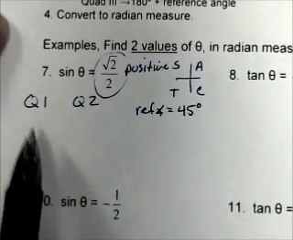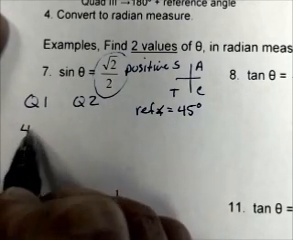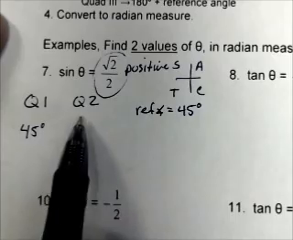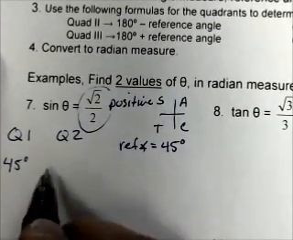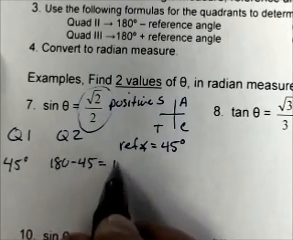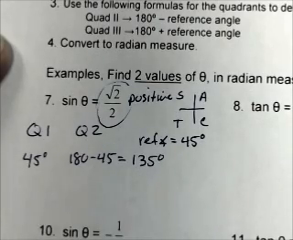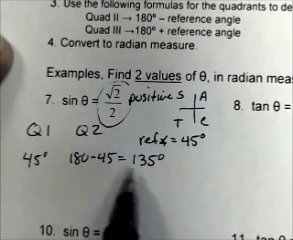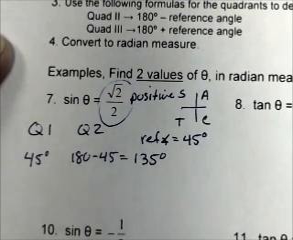All right, so in quadrant 1, our reference angle is our angle in degree measure. In quadrant 2, we take 180 minus 45, which is 135. Okay, so these are our two angle values. Now we just want to convert them to radian measure.